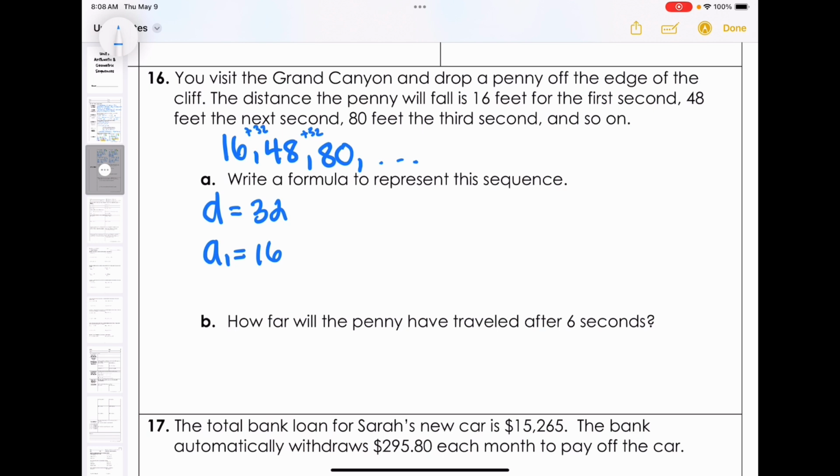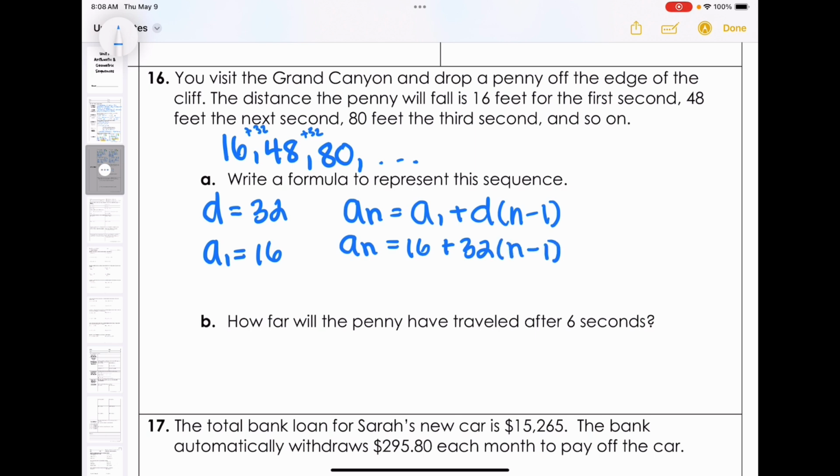So now I'm going to write the formula. So AN equals A1 plus D parentheses N minus 1. My A1 is 16 and my D is 32. So now this is our formula for the sequence.